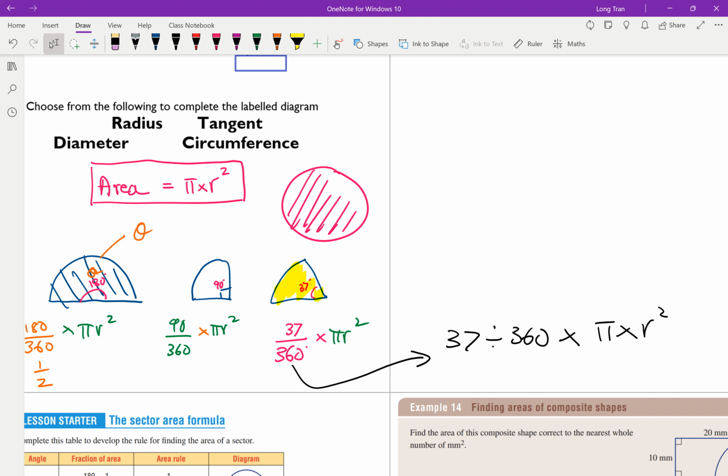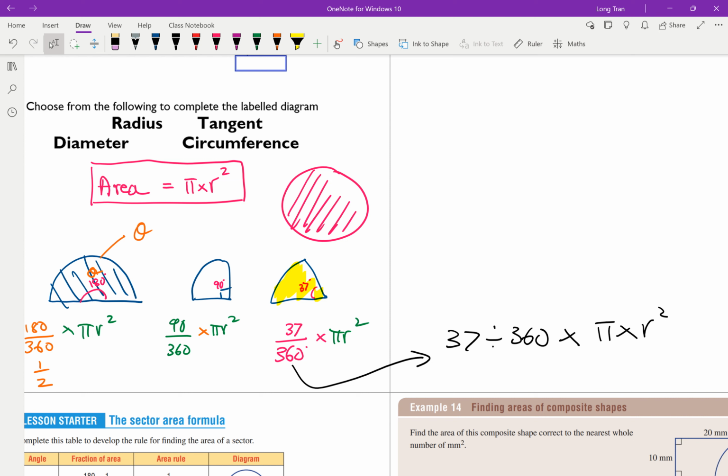BODMAS, indices come first. So please, if you're doing this on Google and you type this entire thing out, you're going to get it wrong, because it will think that you're doing all of this and then squaring it. Okay? I want you to type this first. If you're doing it on the calculator, it should be fine. But if you're doing it on a Google calculator, then I want you to do r squared first and then times pi times 37 divided by 360. Or you can do 37 divided by 360 times pi and then do the r squared separately. Otherwise, you can screw it up because the order does matter.